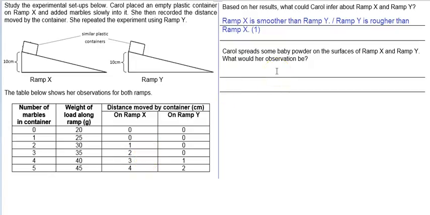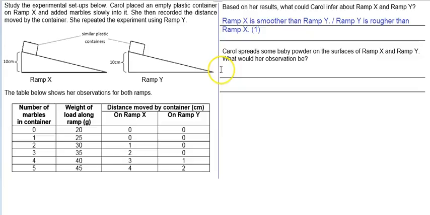Carol spread some baby powder on the surfaces of ramp X. So we know that baby powder is very smooth. It makes things even smoother. It's like putting a lubricant, right? We know that lubricant reduces friction.